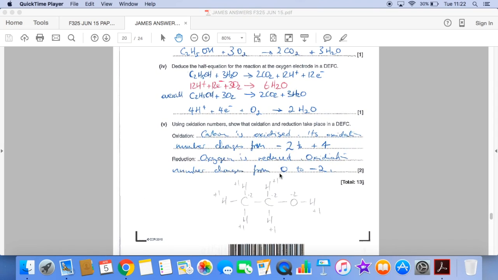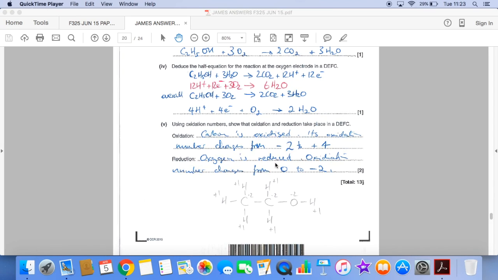And then the final part, using oxidation numbers, show that oxidation and reduction take place in this fuel cell. Well, there's the overall equation there. The easiest one to do is the oxygen is reduced. Oxygen starts out in the O2 molecule as an oxidation number of 0, and then it's got -2 here on this side. So that is a reduction in oxidation number and therefore a reduction process. And you can see how I've written that up there.